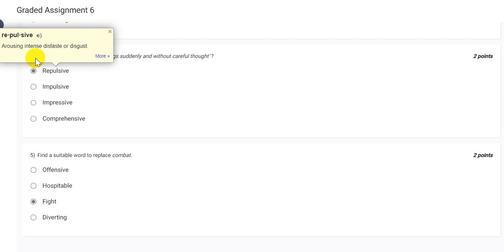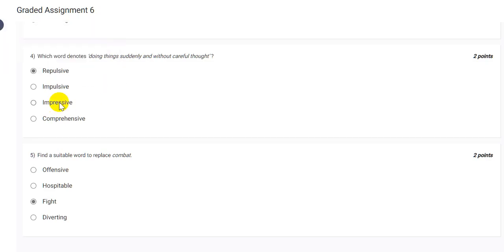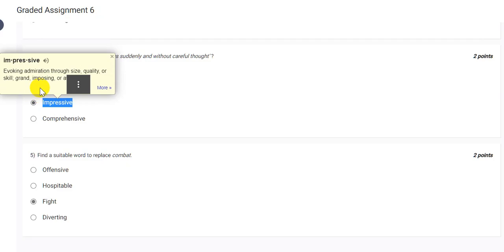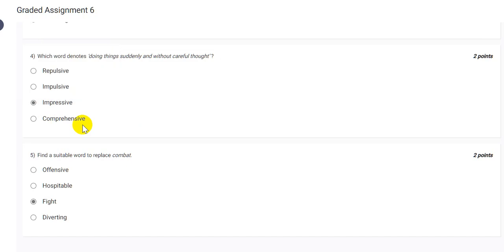Repulsive: arousing intense distaste or disgust. Okay, repulsive behavior. Impressive, I think everybody knows impression, impressive. Okay, evoking admiration through size, quality or skill. Comprehensive, everyone knows. We are not going through the meaning, so the right answer for this will be impulsive.